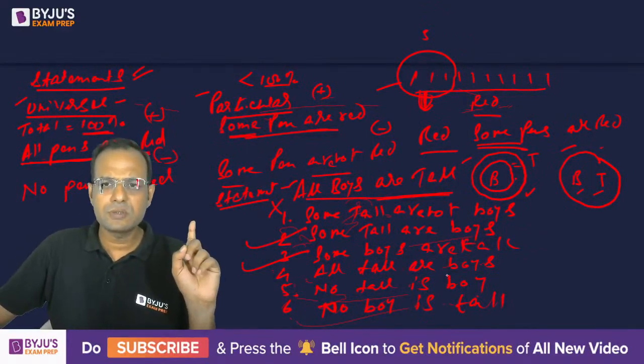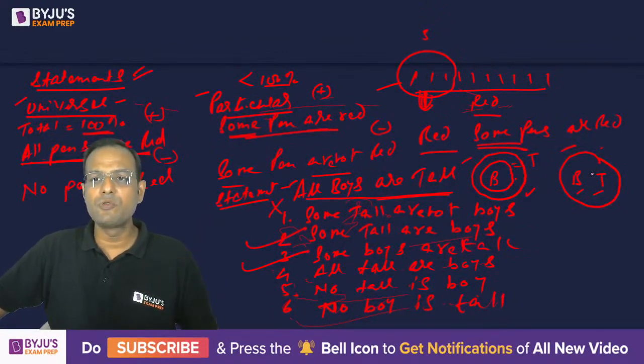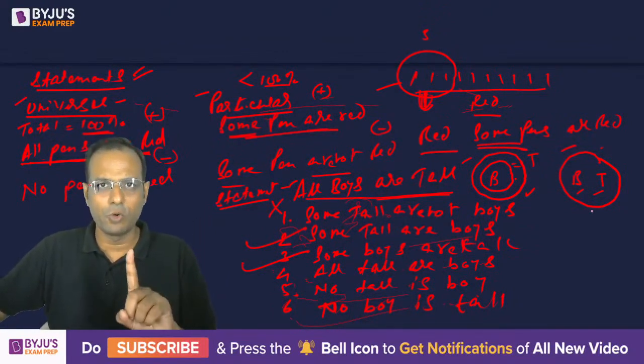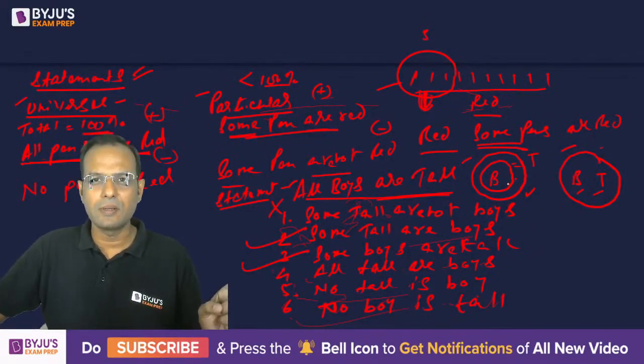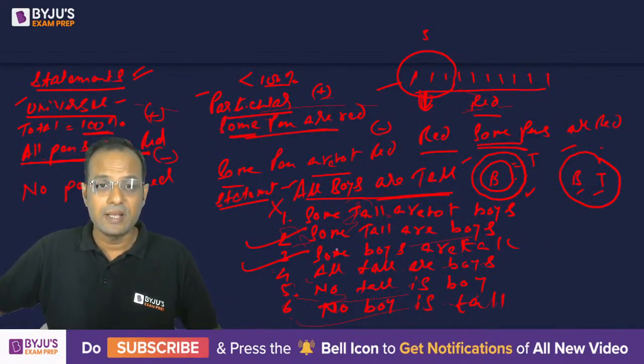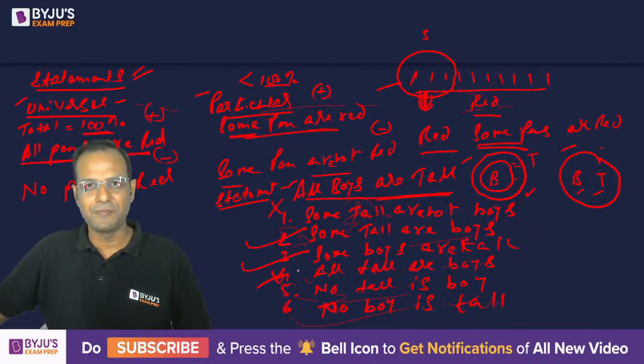Okay. All tall are boys. Can we prove this? From this diagram you can prove that all tall are boys. Follow हो रहा है? लेकिन इस diagram से all tall are boys follow नहीं हो रहा है. That is why 4 is an invalid statement. Alright?